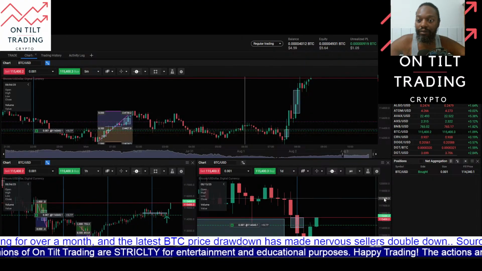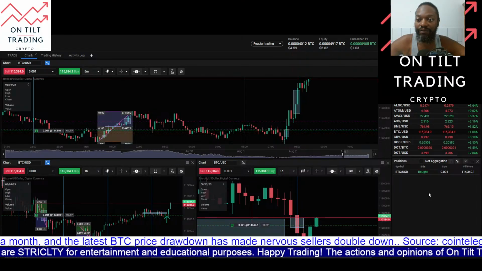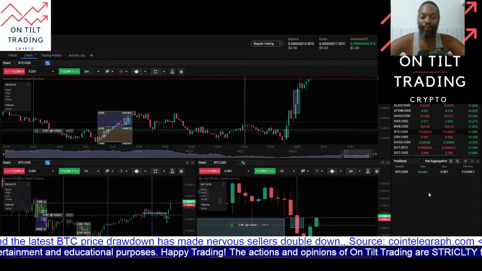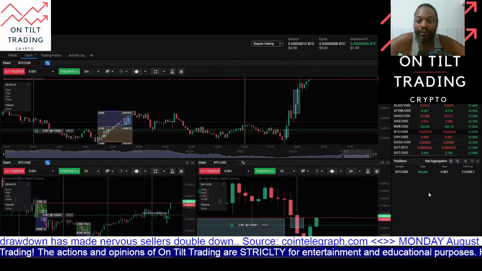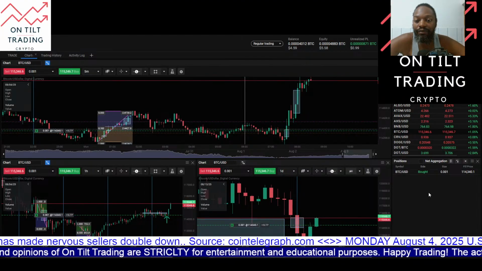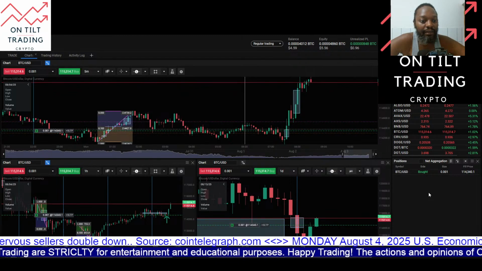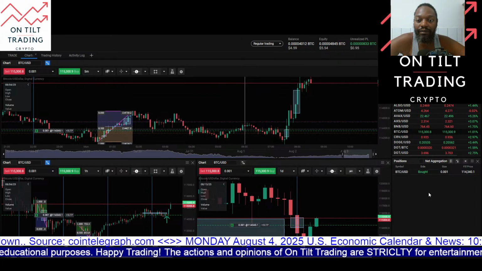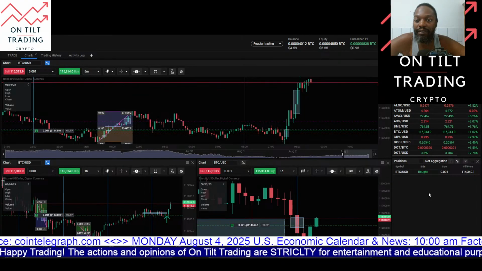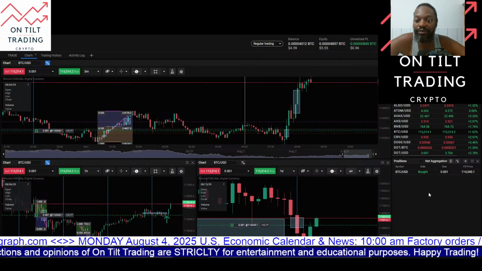Okay, price consolidating up here near the 115,400 level. So price reacting from the high of the day so far. Getting some sell side delivery, 115,300.